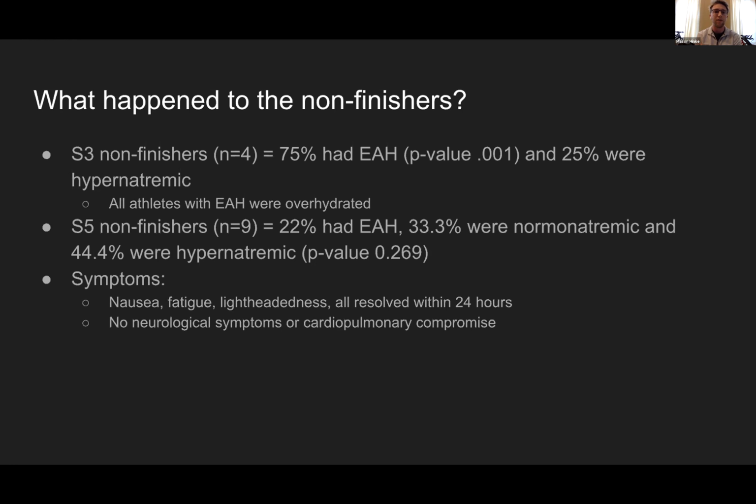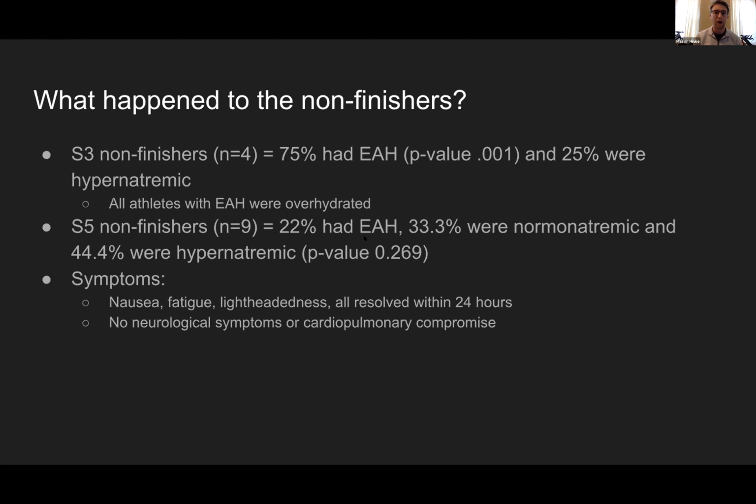The athletes that didn't finish in stage 3, 75% of them had exercise-associated hyponatremia. And that was a statistically significant value, a p-value of 0.001. And then 25% of them were hypernatremic. And then all these people with EAH, that was due to overhydration. So drinking a little bit too much fluids on the early stages, and then they had to bail out of the rest of the race.